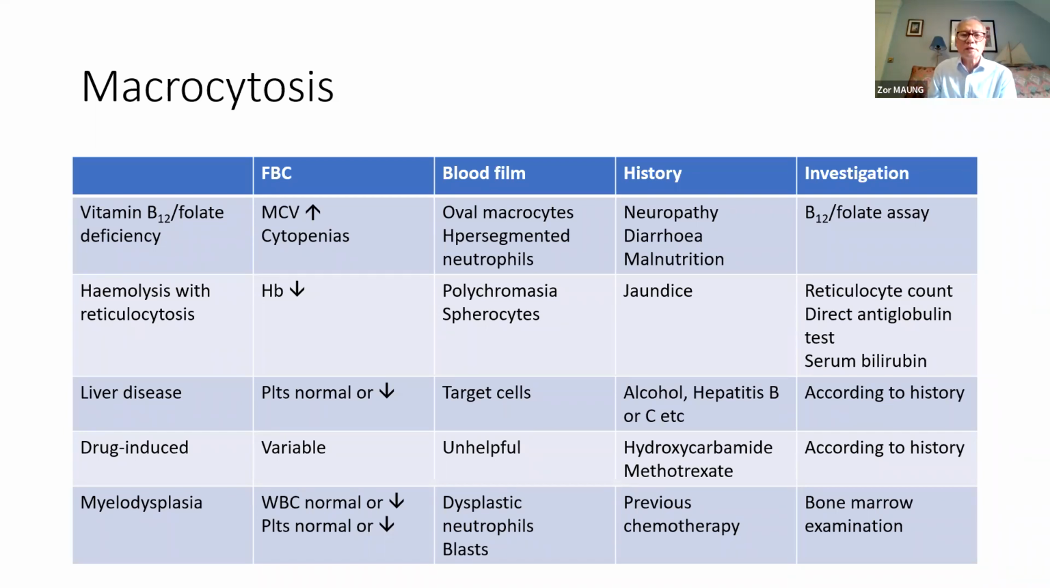B12 and folate normal, then think of a primary bone marrow condition, known as myelodysplasia, so you refer to haematology. Myelodysplasia, previous chemotherapy. On the blood film you see dysplastic neutrophils that look very abnormal, or blasts, or leukaemia-type cells.